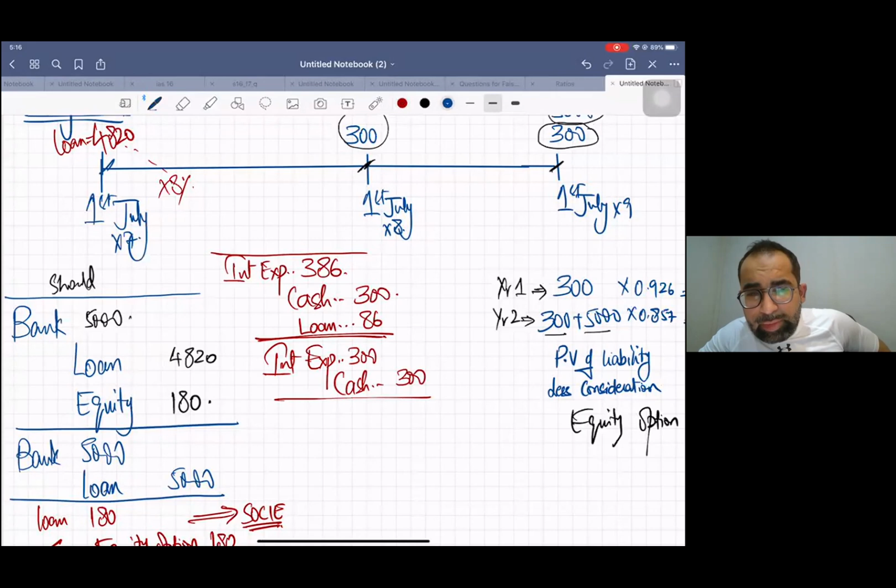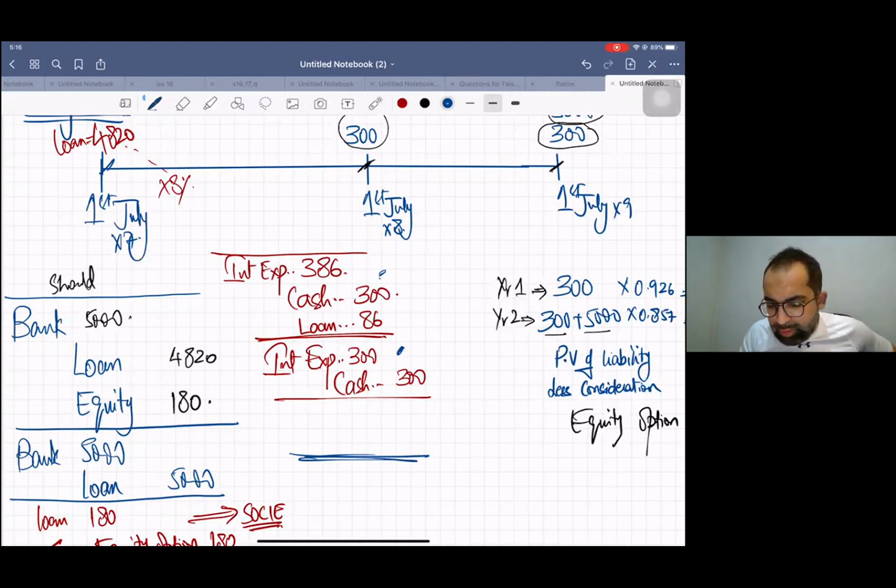Now, can anybody tell me what the correcting entry will be? This entry he should have made, and this is what he actually made. So the cash is already recorded, plus 300 is also recorded. So now the difference is 86, and so the correcting, adjusting entry is this.